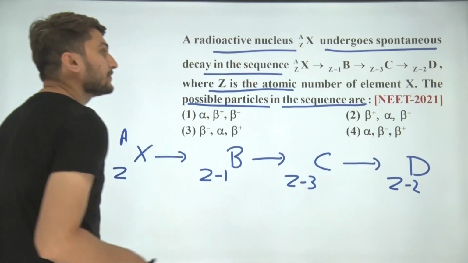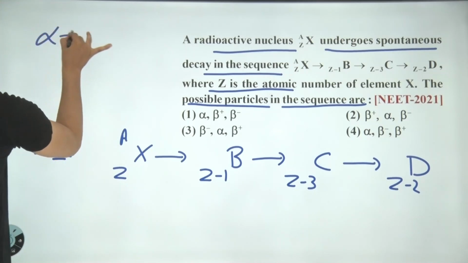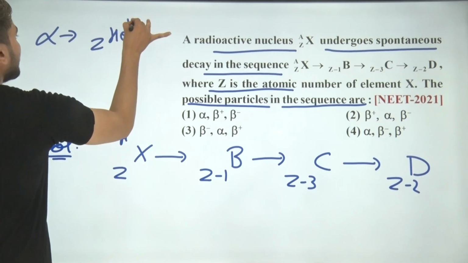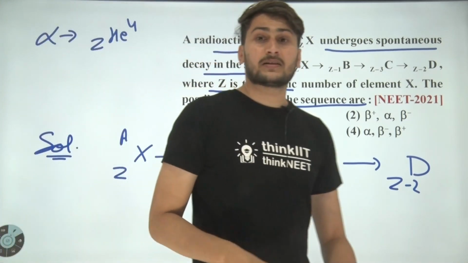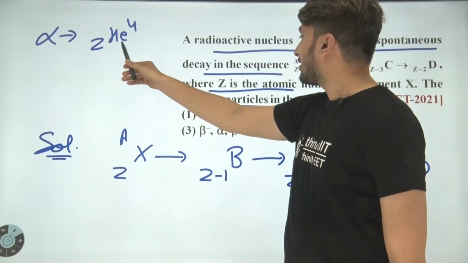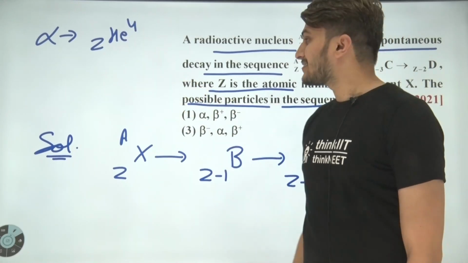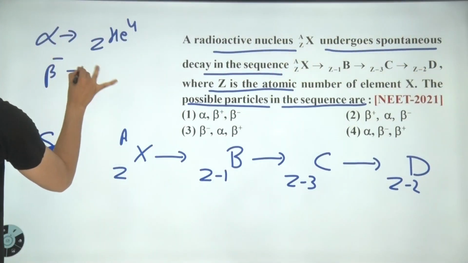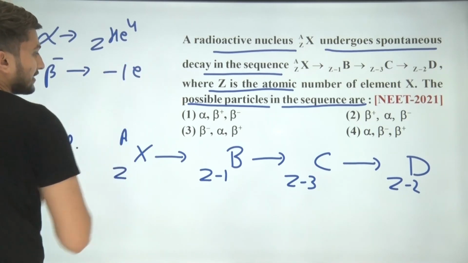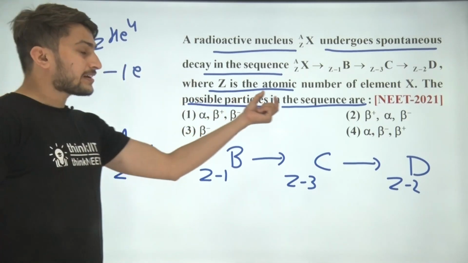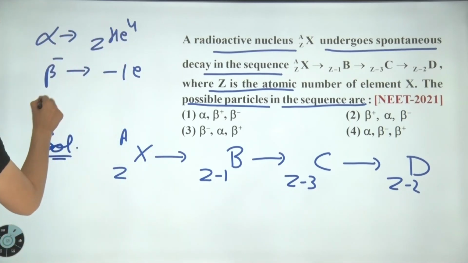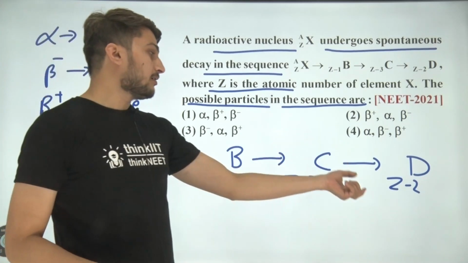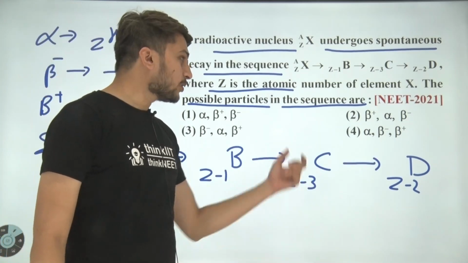If I talk about the alpha particle, we know that in alpha decay helium is emitted. That means the atomic number decreases by 2 and the atomic mass decreases by 4. In beta negative decay, one electron is emitted, so the atomic number increases by 1. And in beta positive decay, the atomic number decreases by 1.